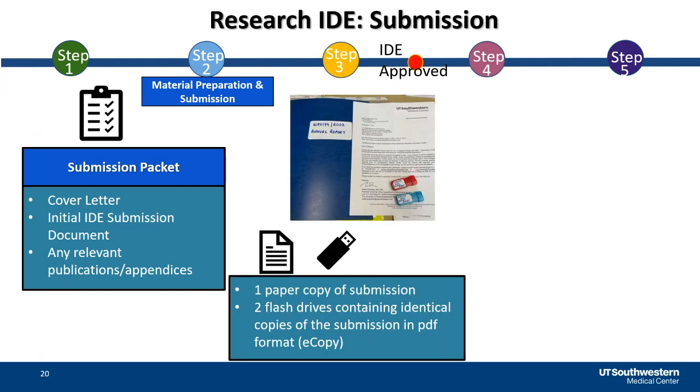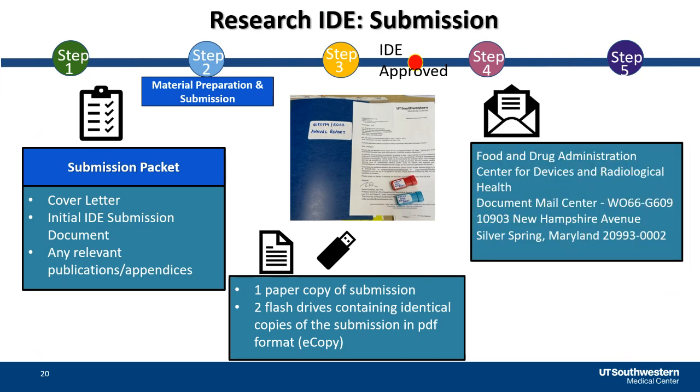The IDE process is pretty antiquated. You're still sending things in on paper. This is a picture of an annual report that I sent in quite recently. It's pretty much the same idea as an initial submission. You have your one paper copy of the submission with your cover letter, and then you have 2 flash drives which contain identical copies of the submission in PDF format, which we call the e-copy, and we'll come back to that. You'll then send this submission off through snail mail to the document mail center, and everything gets sent to this address.